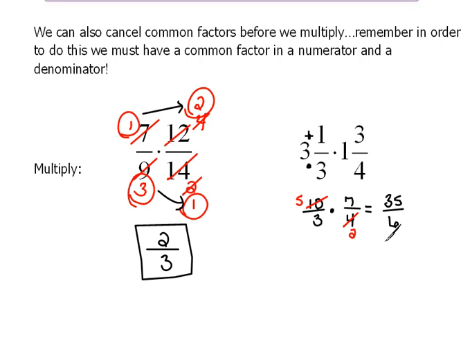Now this is a fine answer, but it's an improper fraction. And since they gave us mixed numbers to begin with, we probably have to write our answer as a mixed number. And if you'll remember how to do that, this fraction 35 over 6 is just a division problem, so we just divide. 6 goes into 35 5 times, so that would be 30 with 5 left over. It would be 5 and 5/6.